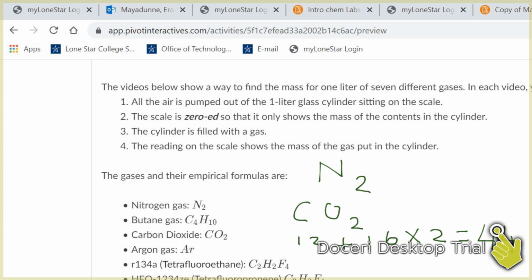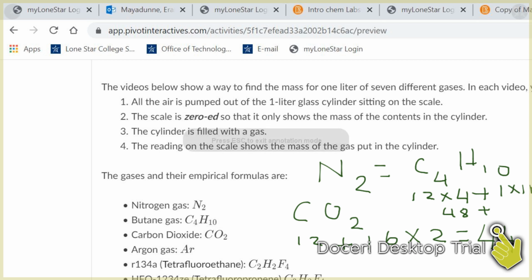Similarly, let's go to nitrogen. Nitrogen is 14, and 14 times 2 is going to be 28. Then C4H10, which is 12 times 4 plus hydrogen, which is 1 times 10. So 12 times 4 is 48, plus 10, it's going to be 58. Then argon, you don't have to calculate it, just get the value from the periodic table. That's how you find the molar mass.